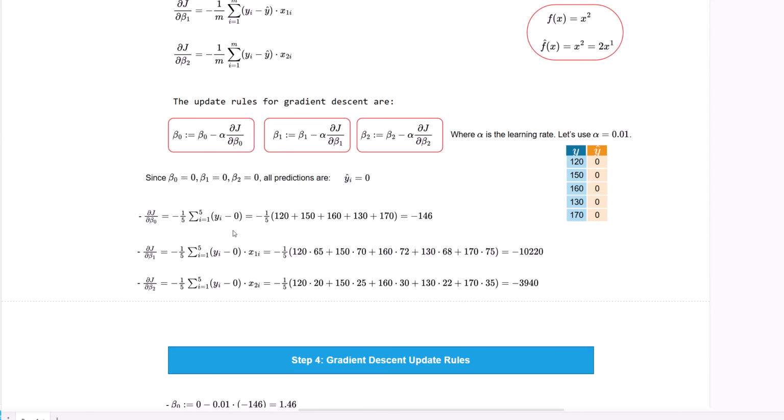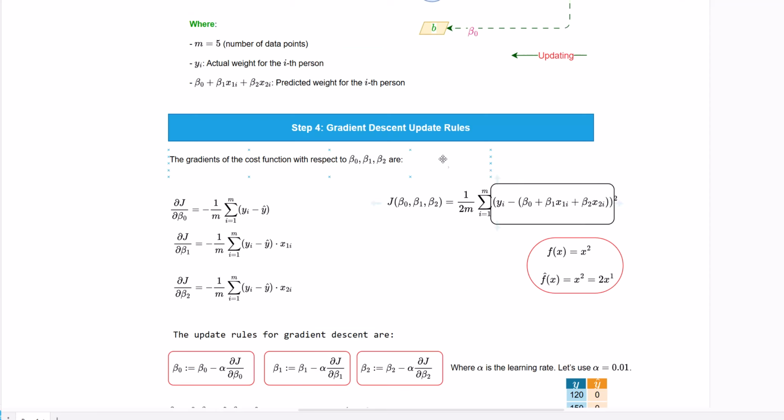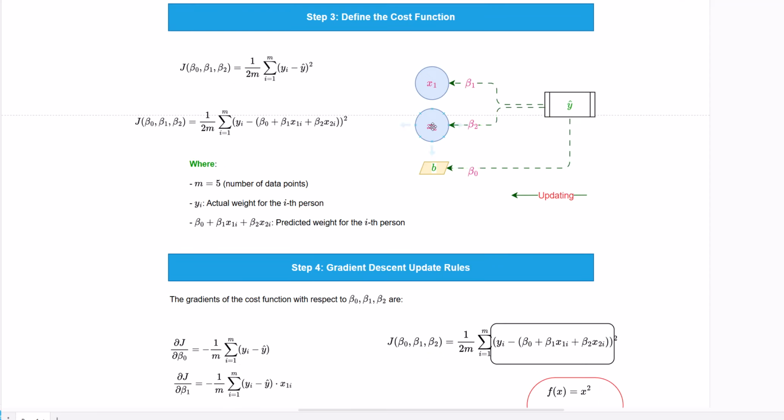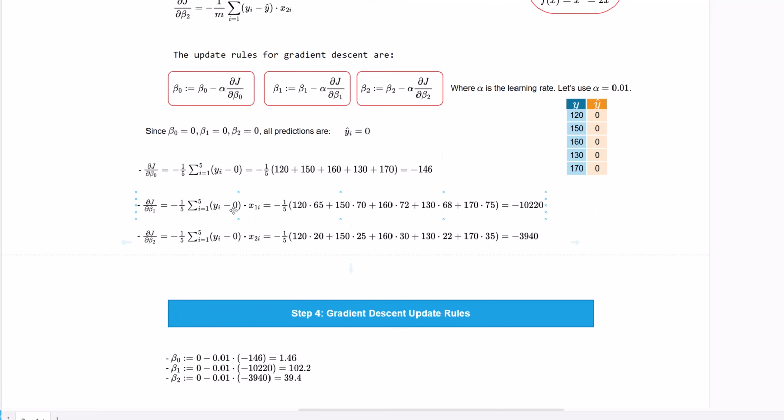Okay, now let's go to beta 2. As you can see here, for the first example, y is 120 minus 0 multiplied by x2, which in the first example is 20. As I said, because beta 2 is related to x2, I will ignore x1 and just use x2. And now I will find the gradient, right? Now I would like to calculate the weight.